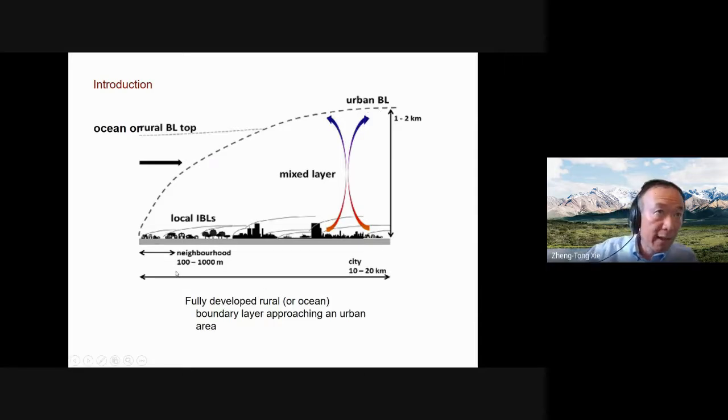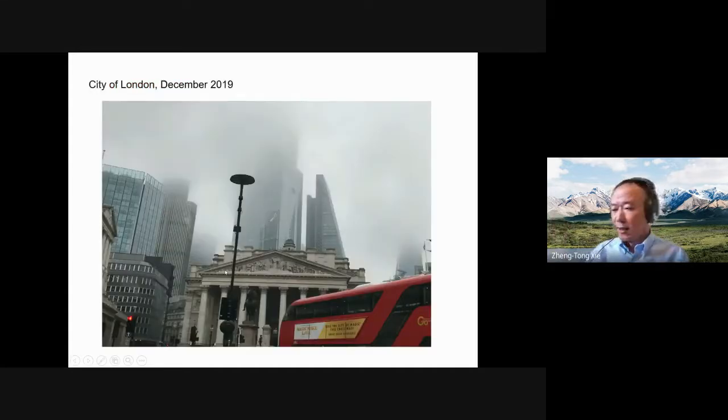And remember the scale of these things. For 1,000 meters we call it the neighborhood scale, and 10 kilometers we call this an urban scale, right? So here we are considering the neighborhood scale only, with a high resolution to resolve the buildings.